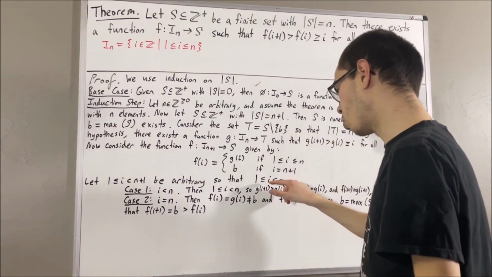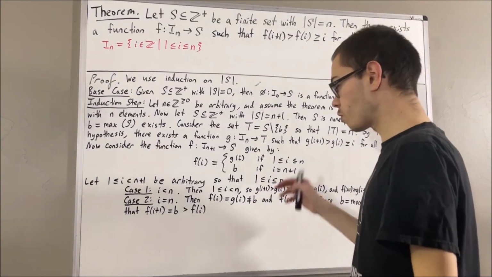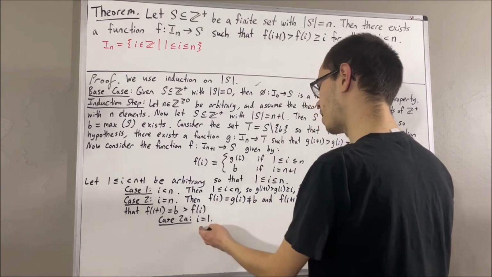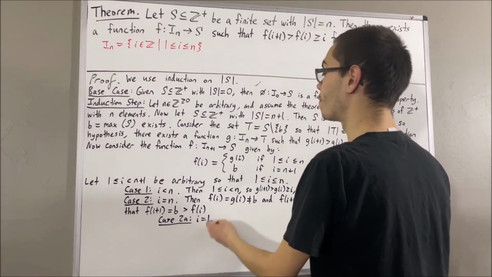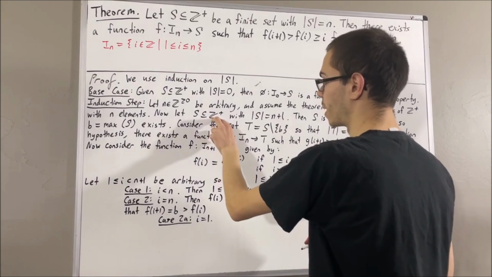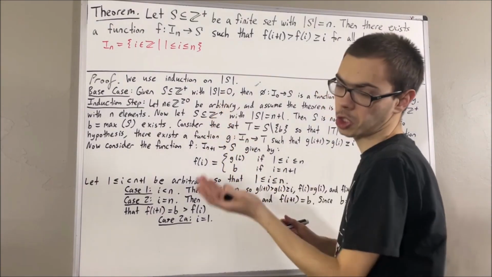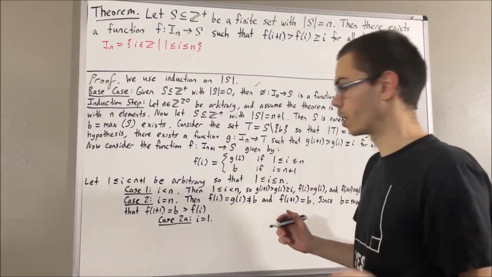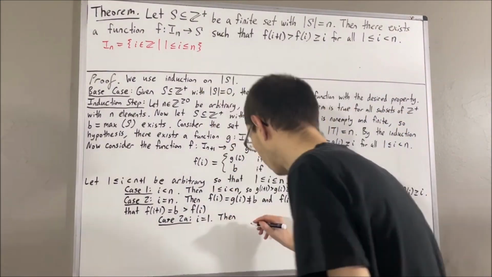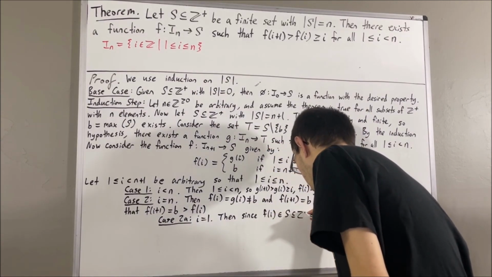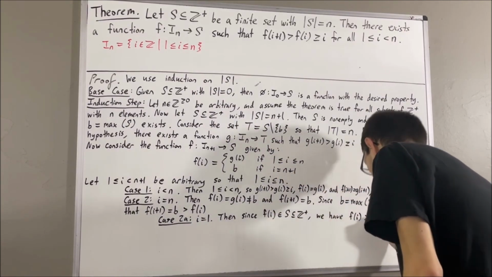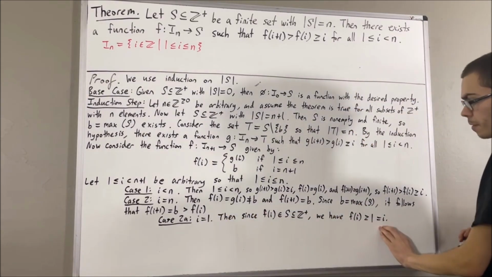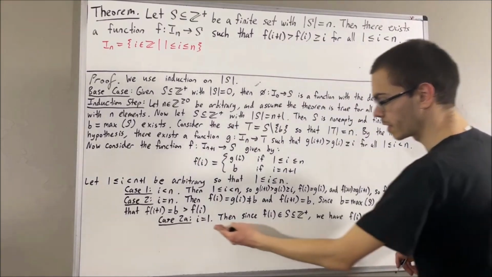Either i is equal to 1 or i is greater than 1. Let's first consider the case i is equal to 1. What happens if i is equal to 1? Well, we know that f of i is an element of S, and S is a subset of positive integers. So f of i is a positive integer, and all positive integers are greater than or equal to 1, so f of i is greater than or equal to 1, and 1 is equal to i. So this shows f of i is greater than or equal to i, so we're done. This completes the case i is equal to 1.